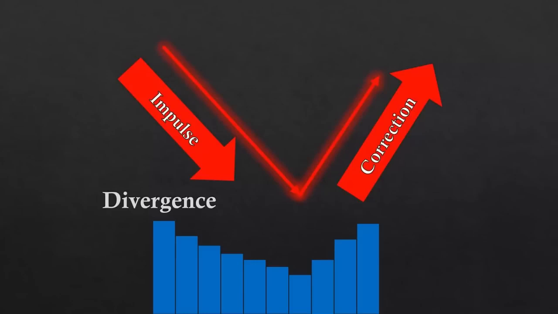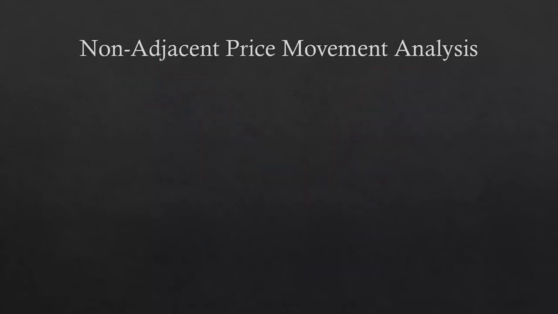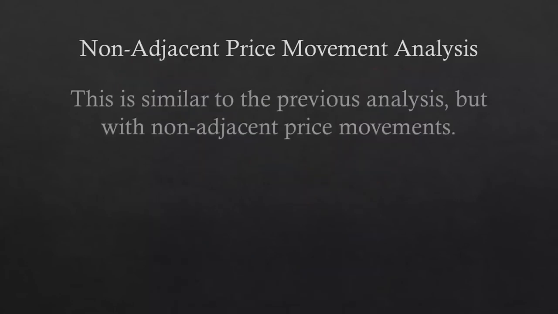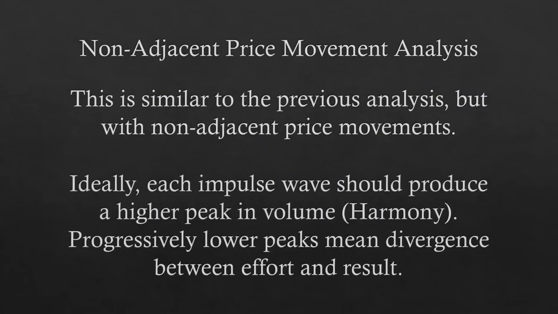The fourth and broader mode of analyzing effort and results is by comparing the non-adjacent price movements. As we just saw, impulse movements should have higher volume than corrective movements for harmony to take place. Otherwise, there is divergence. Beyond that, with each impulse movement, volume should generate progressively higher peaks. When it doesn't, it's a divergent scenario.